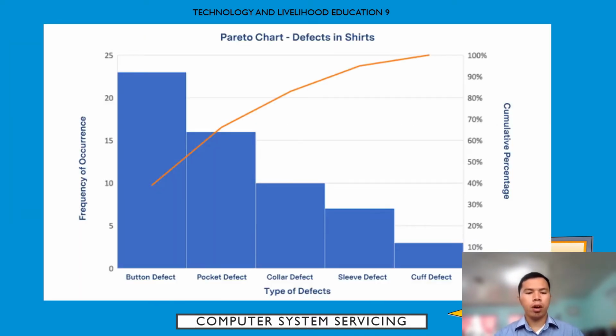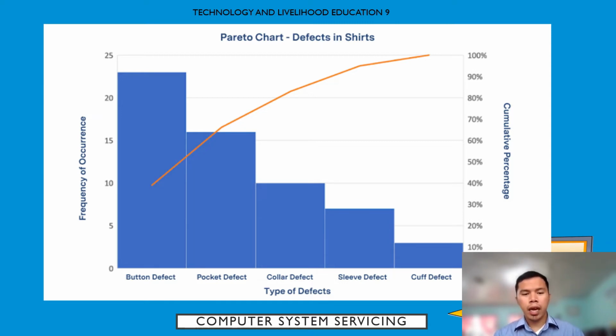So this is an example of a Pareto diagram of the defects of shirts. So on this side, okay, we can see the number of frequency of occurrences of defects. So from 0, 5, 10, 15, 20, 25. And on the lower part, we can see the type of defects. So each bar represents the frequency of each defect. And we can see on the Pareto chart that the bottom defect contributes to the highest frequency of defects.